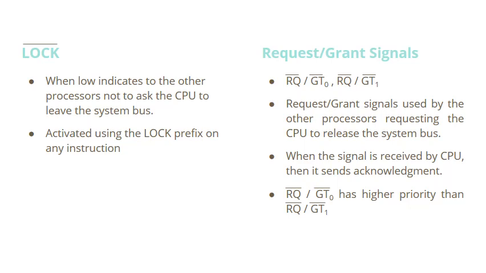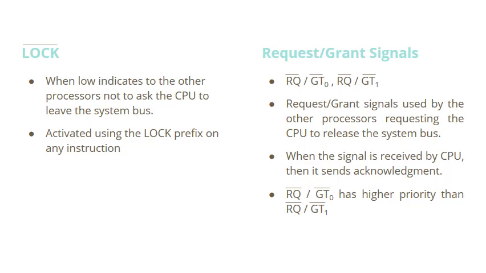Next we have the lock signal. When the signal is low, it indicates that other system bus masters will be prevented from gaining the system bus. The lock signal is activated by the lock prefix instruction, and it remains active until the completion of the next instruction. Next we have the request bar grant signals, which are denoted by RQ bar GT0 and RQ bar GT1.